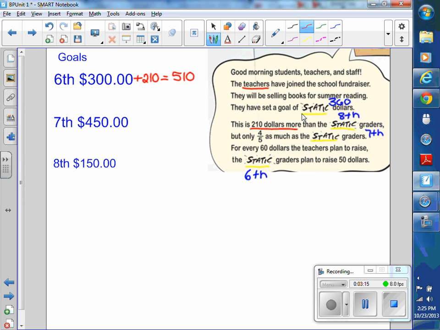What would be another choice? Echo. The 7th graders. Yeah, I could add $210 here. And what would that be? 760. No, sorry. 650. 660, right? And the last possibility, Casey, what would the last possibility be?